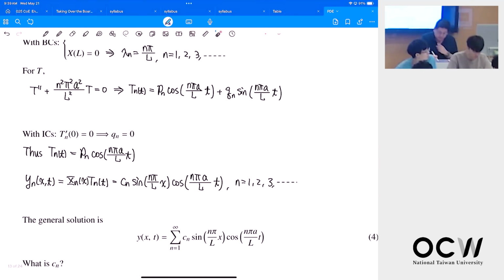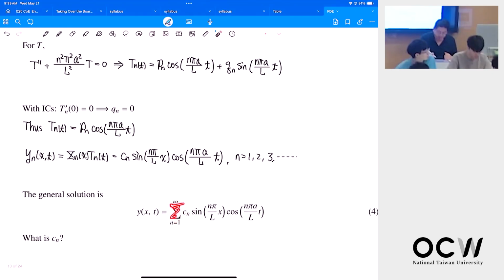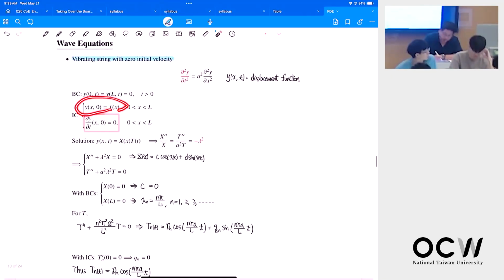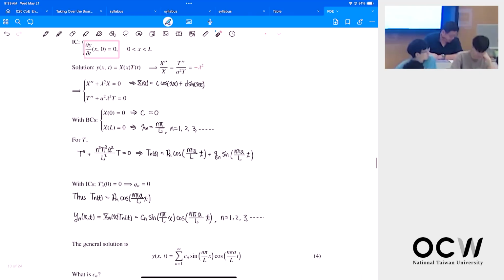So the general solution, we get the linear combination, summation n from 1 to infinity. Now we need to determine our coefficient. So let's see what conditions we haven't used. Initial condition, this one.